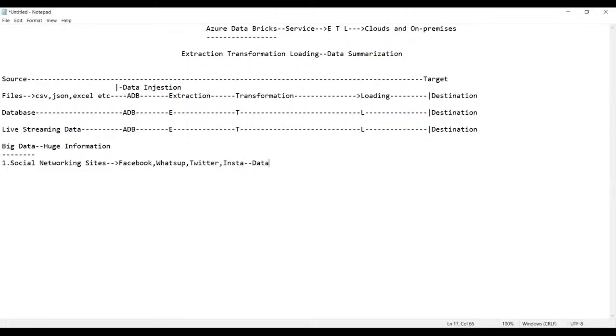So basically this is a business, and from the business we get the data. We put the data in the form of files, or whatever type you have, and we get these files into ADB, Azure Databricks. There we perform extraction, then transformation, and then loading, and finally the data is loaded into the destination. Okay, guys, everyone.